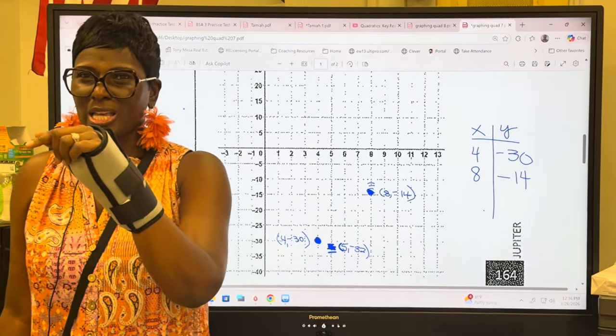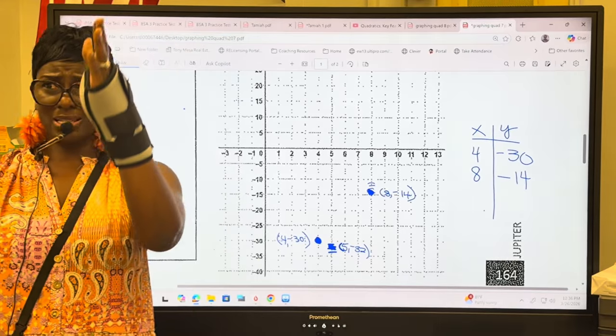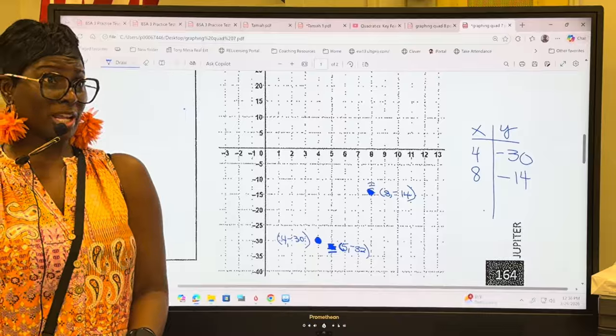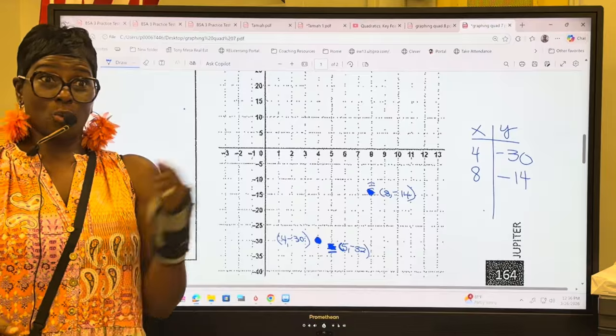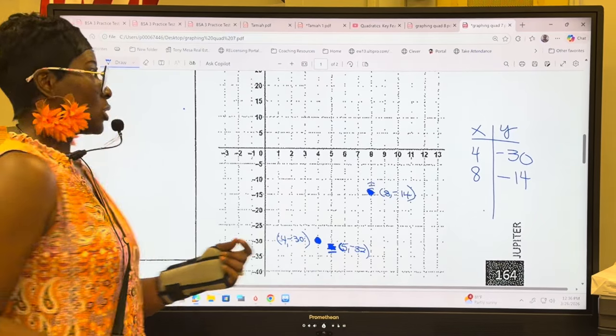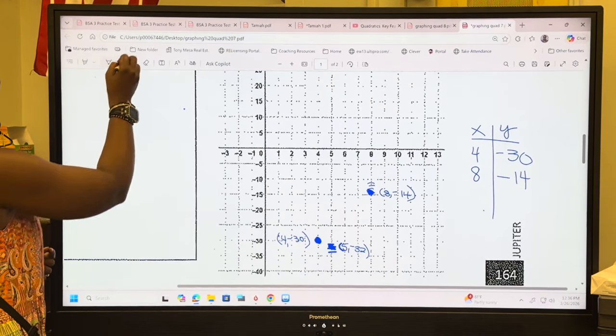Right? He's saying, hey, draw your little axis of symmetry down the middle. And then guess what? What does the axis of symmetry do? It lets you reflect things, right? So if you got a point on the left, you can put a point in that same spot on the right. So let's do that. Let's create our axis of symmetry.